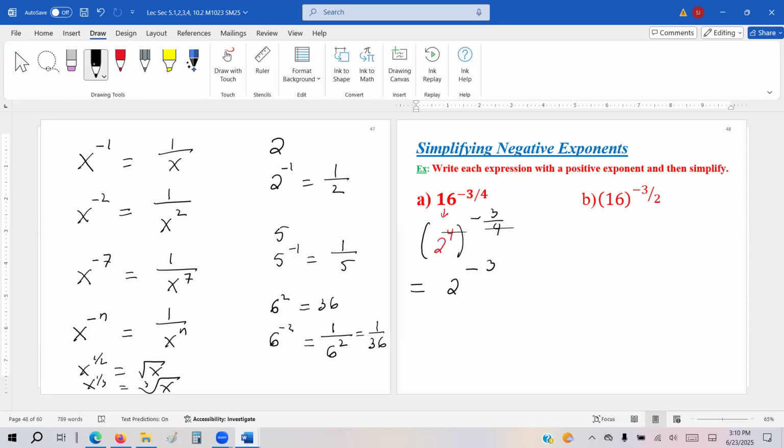And now apply your negative power. How do you get rid of the negative power? Fraction, 1 over 2 to the positive 3. And what is 2 to the 3? 8. You see, the answer is 1 over 8, as a fraction, not as a whole number. And that's because we have a negative exponent. For a negative exponent, the answer always has to be a fraction if your base is a whole number.